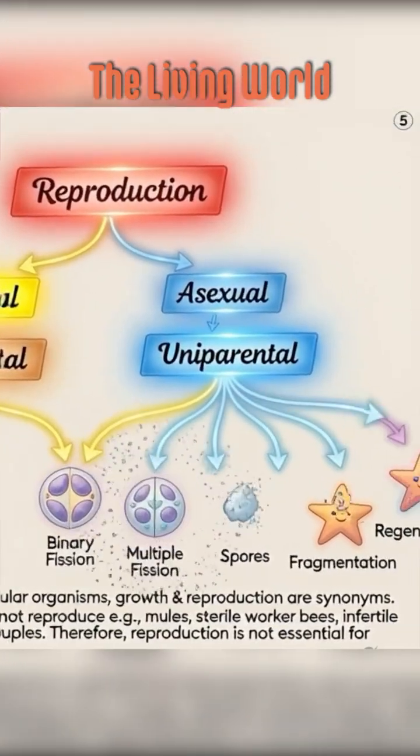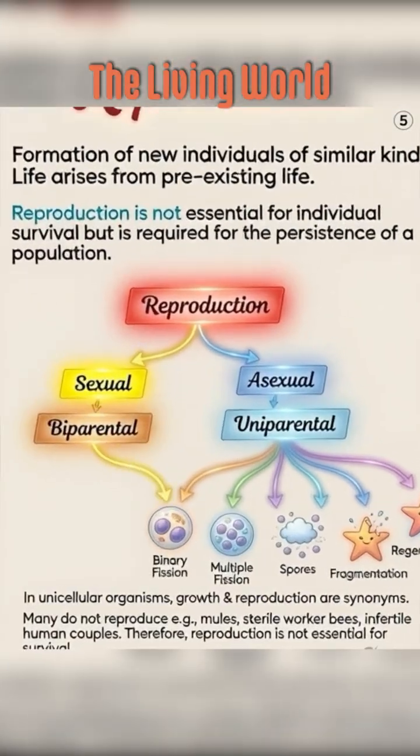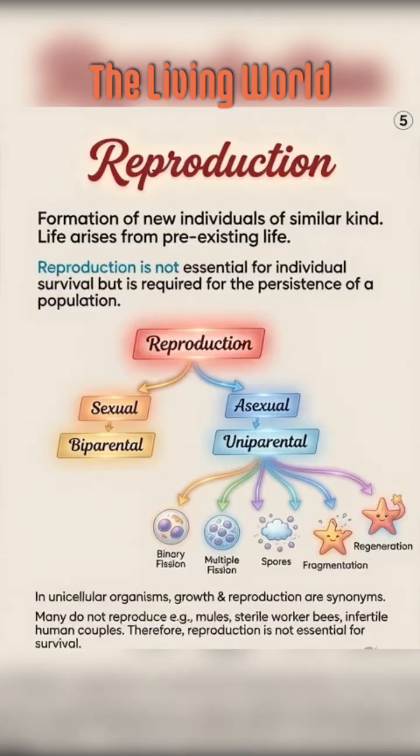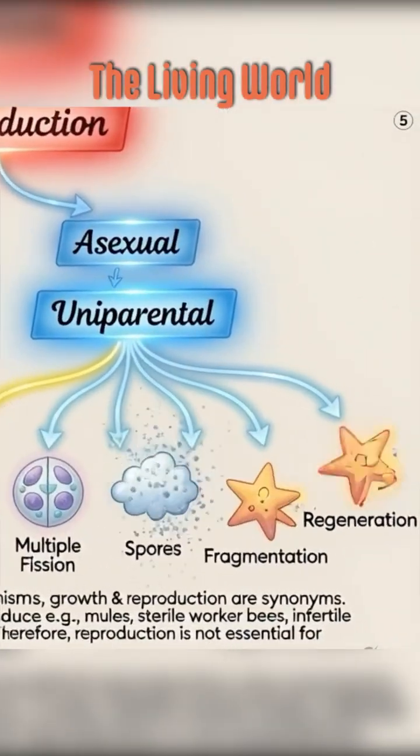fragmentation. In unicellular organisms, growth and reproduction are synonyms. Many do not reproduce, like mules, sterile worker bees, and infertile human couples. Therefore, reproduction. The next property is consciousness.